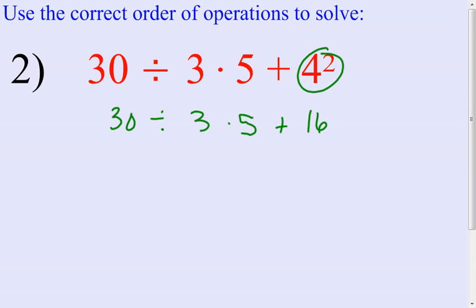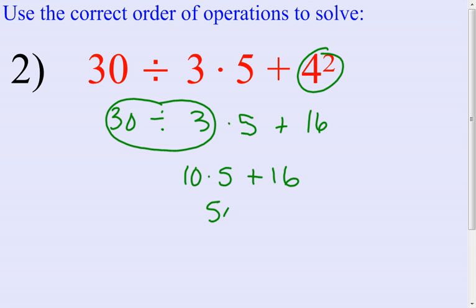Okay, then I want you to notice that I've done parentheses, I've done exponents. Now I need to multiply and divide. And again, I've got both division and multiplication in this problem. And so I need to do those in order from left to right. So as I work from the left to the right, division actually will come first. So 30 divided by 3 is 10 times 5 plus 16. Then I will multiply. So I will have 50 plus 16, which we know gives me 66.